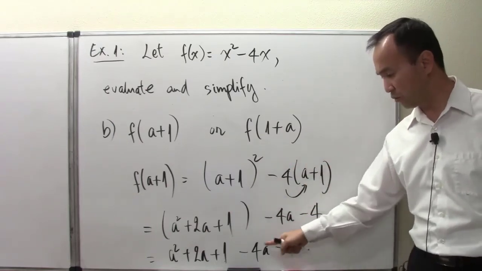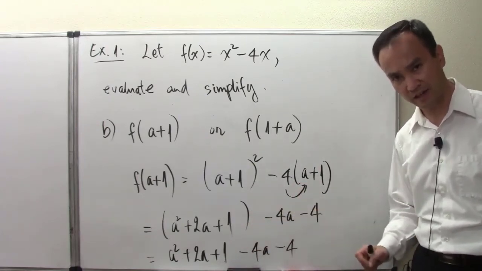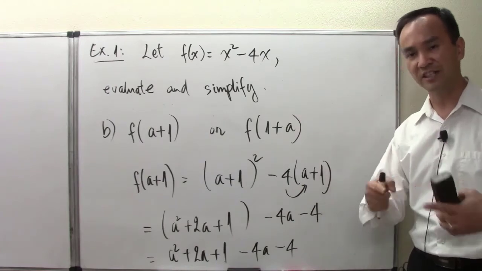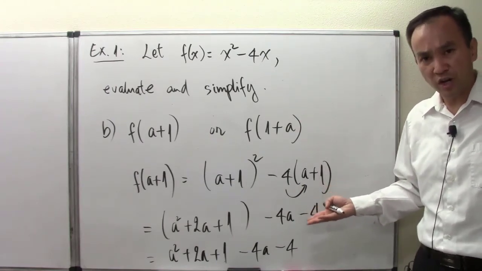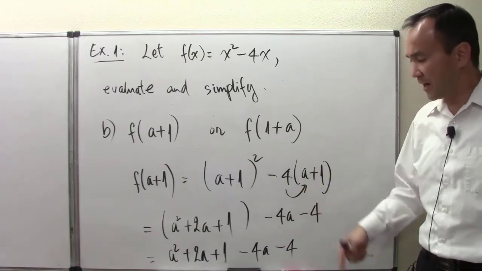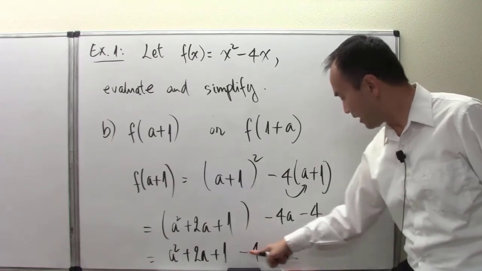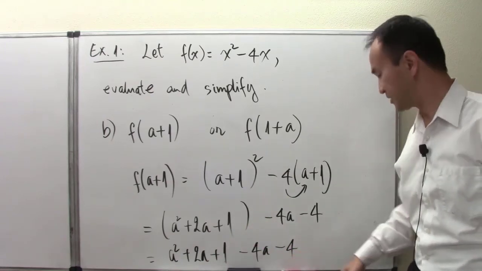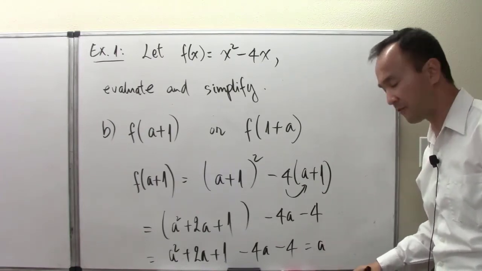Now when we're completely free from parentheses, let's start really combining like terms. And that's how we're going to arrive at our final expression. That's the only choice. We can only end up with a final simplified expression. These two are like terms. The 1 and the minus 4 are like terms. So now combining those like terms, we're looking at the final simplified expression.